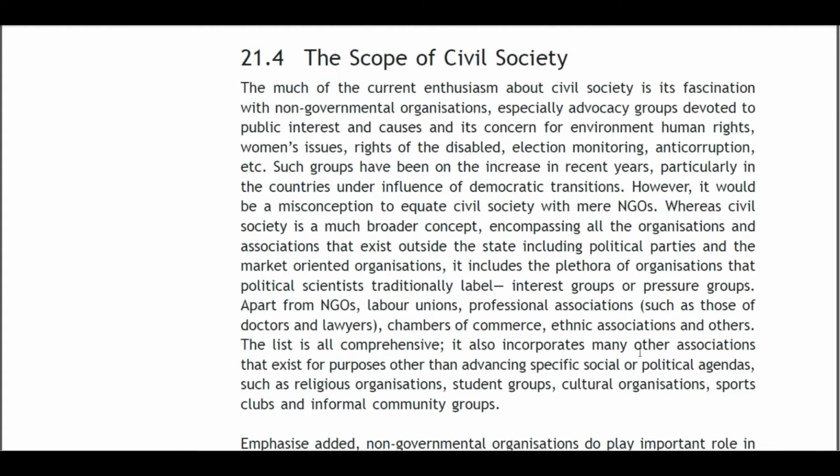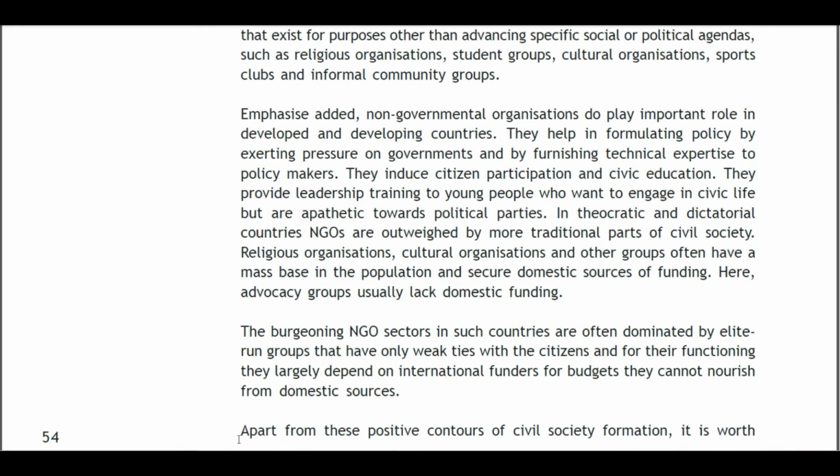It also incorporates many other associations that exist for purposes other than advancing specific social and political agendas, such as religious organizations, student groups, cultural organizations, sports clubs and informal community groups. Emphasis added, non-governmental organizations do play an important role in developed and developing countries. They help in formulating policies by exerting pressure on government and by furnishing technical expertise to policy makers. They include citizen participation and civic education.